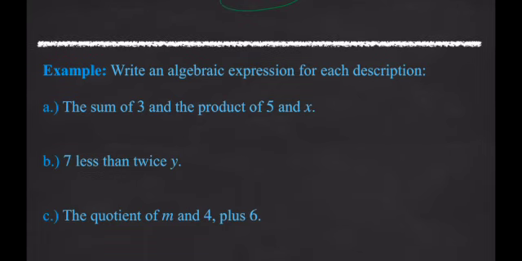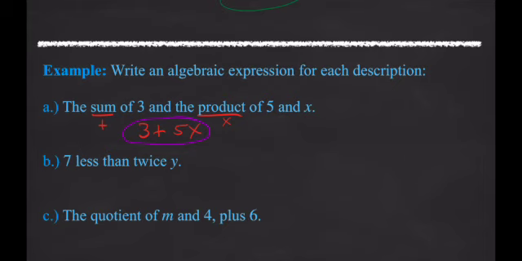But anyways, we have part A, which says the sum of 3 and the product of 5 and x. Well, sum means to add. It is a result of an addition. So we are adding 2 things. We are adding 3 with something else. We're adding it with the product. The product means to multiply. We're adding it to the multiplication of two other numbers. The product is of 5 and x. So this would be the expression from those words.